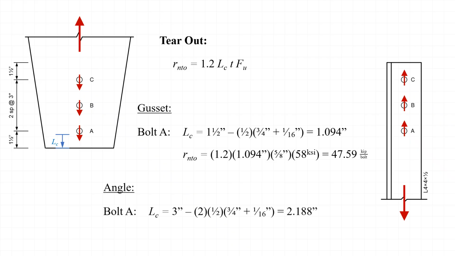When we look at the angle, the clear distance is measured from the top edge of hole A to the bottom edge of hole B. Thus, L sub c can be calculated as the center-to-center hole spacing, 3 inches, minus 2 times 1/2 of the hole diameter, which is 3/4 of an inch plus 1/16 of an inch. Thus, we get 2.188 inches for the clear distance for bolt A on the angle. Substituting this value into the nominal strength equation, along with the angle thickness of 1/2 inch and the angle tensile strength of 58 KSI, we get a nominal strength of 76.14 kips per bolt.